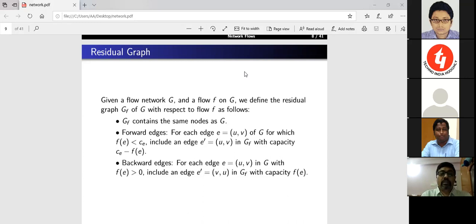So for an edge UV in G with flow greater than 0, we introduce an edge from V to U. So the flow is from U to V, but in the residual graph, we introduce an edge from V to U with capacity equal to the value of the flow.